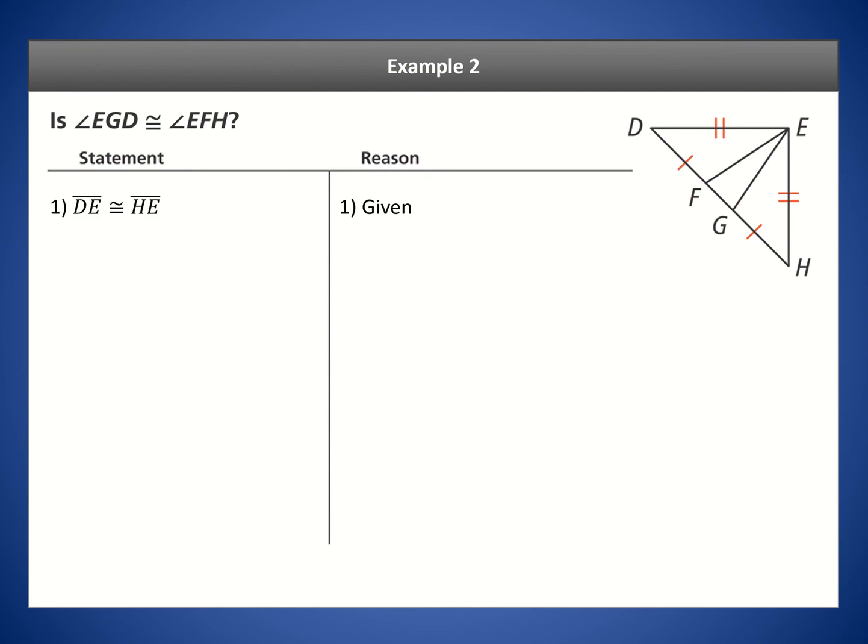So first, what's given in the diagram? Well, we know that DE is congruent to HE, and that's because of the tick marks that we have here. So now that we know that information, we also know that angle D is congruent to angle H. And how do we know that? We know that by the isosceles triangle theorem. So we know that these angles are congruent.